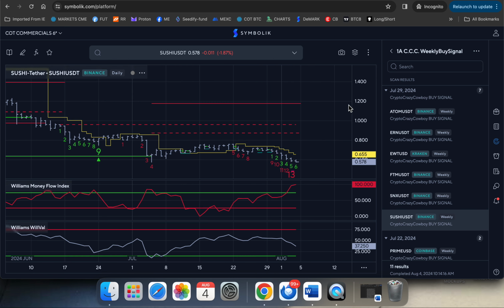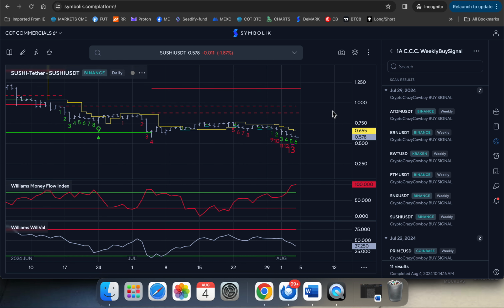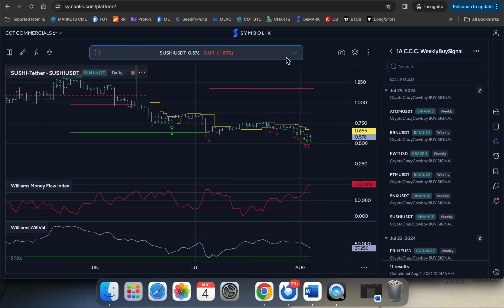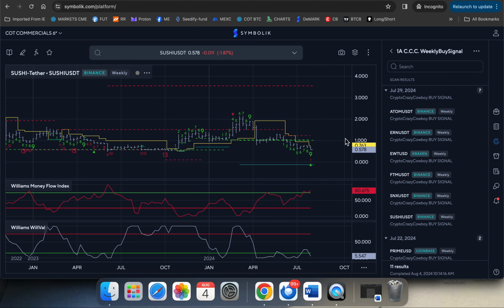Sushi. Let's see. I think I had some buy zones on it. Where was Sushi? Here we go. I had 56. Say 56, maybe even 10 cents. You get 10 cents, that's a pretty good steal, but on Sushi.